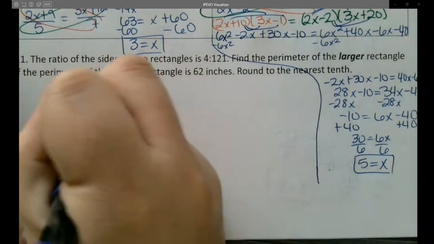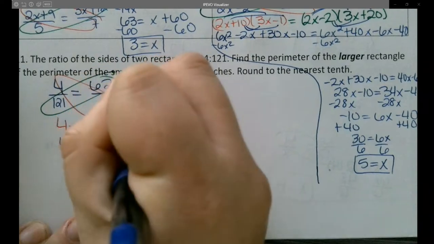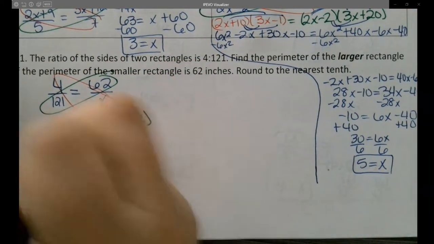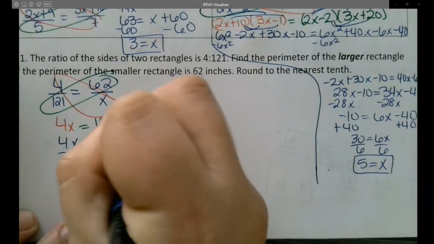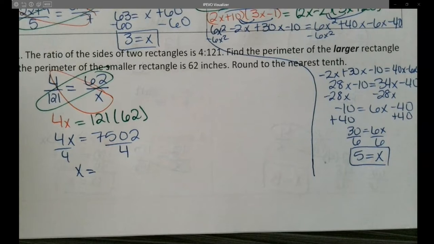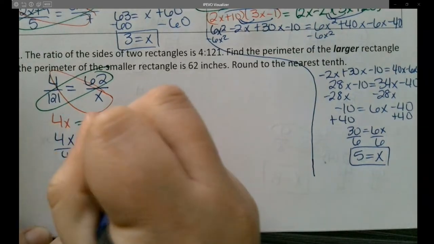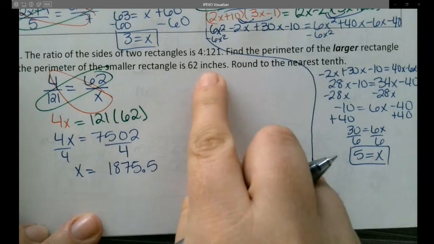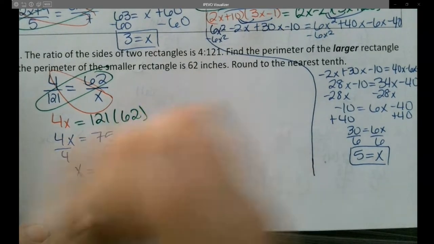Which gives me 7,502. I want to go ahead and divide both sides by 4, which gets me x equals 1,875.5, and my units here is inches.